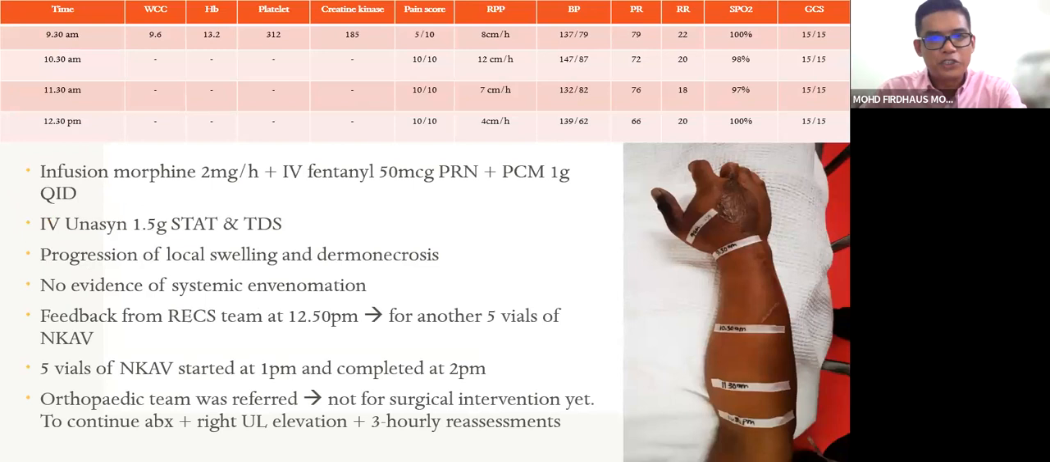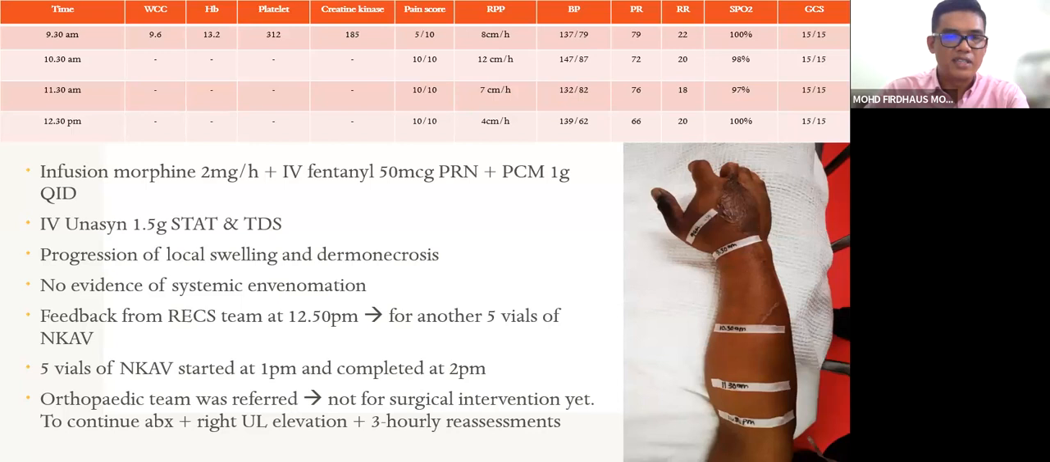Despite the completion of the first dose of NKAV, patient was still in persistent pain. Earlier, we gave him tramadol 100 mg with fentanyl. So he was started on infusion morphine of 2 mg per hour and fentanyl 50 mcg given on PRN basis as well. IV Unasyn was started with dose of 1.5 gram stat and TDS, and progression of local swelling and dermal necrosis were observed. Otherwise, there was no evidence of systemic envenomation.